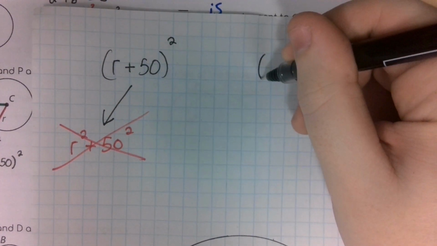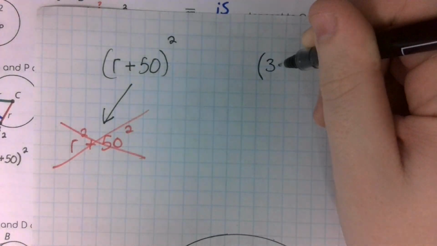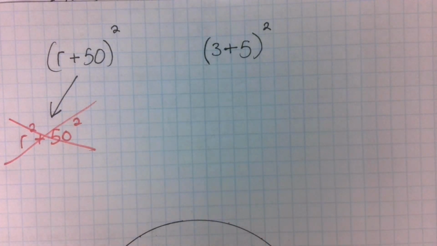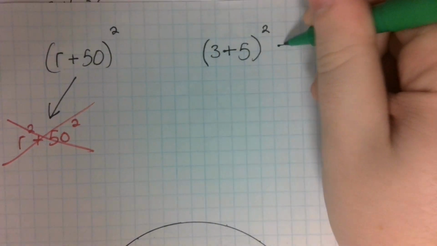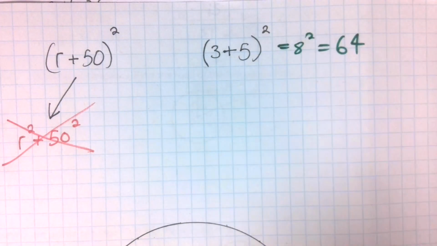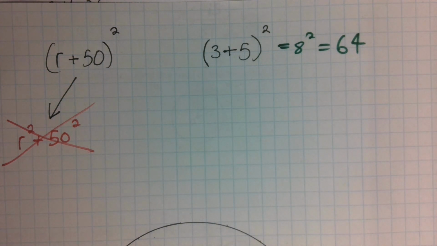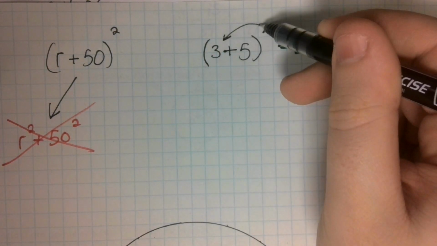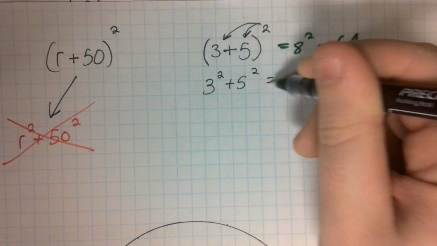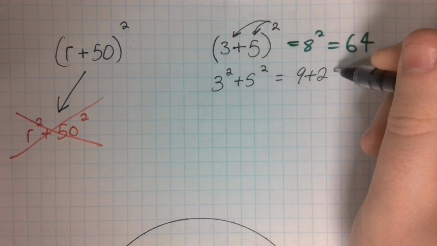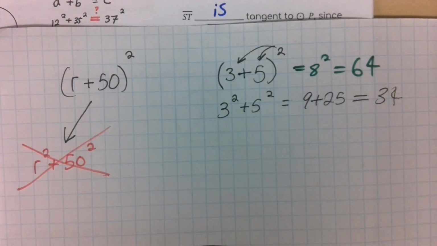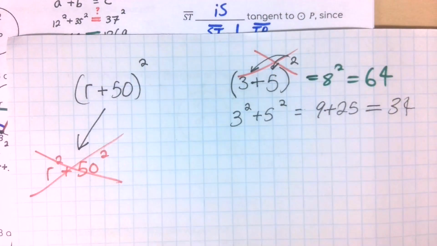Let's say instead of r and 50, I had (3 plus 5) squared. Now we all know that 3 plus 5 equals 8, so this really is 8 squared, or 64. That's the correct answer no matter what, because we can just simplify it. If we were to try and distribute the square here, we would end up with 3 squared plus 5 squared, which is 9 plus 25, which is not even close to 64. It's 34. This is why you may not distribute an exponent.